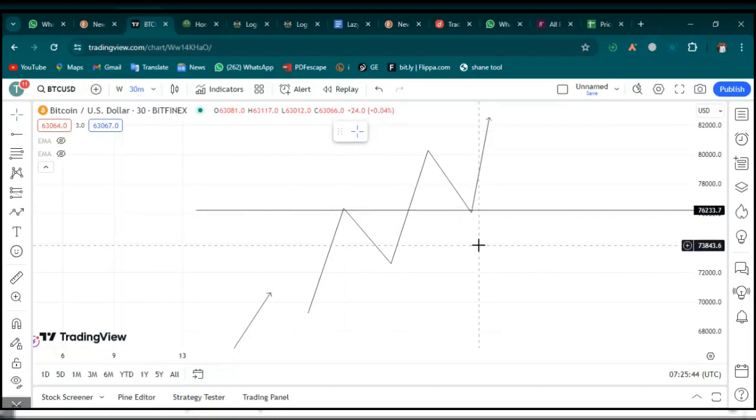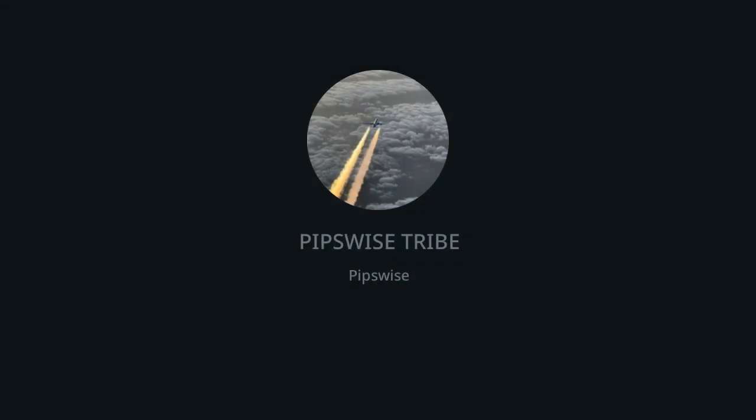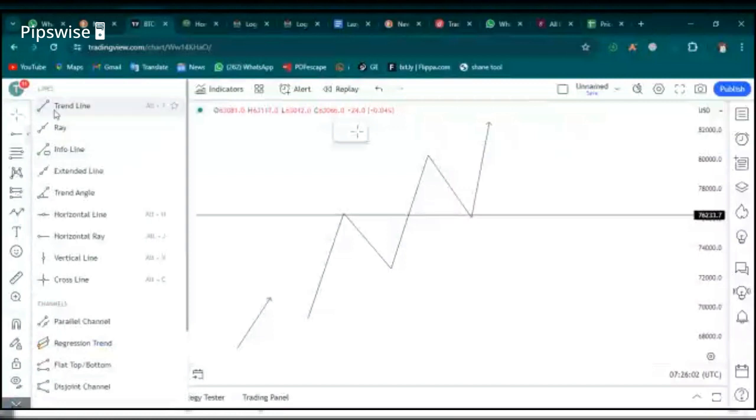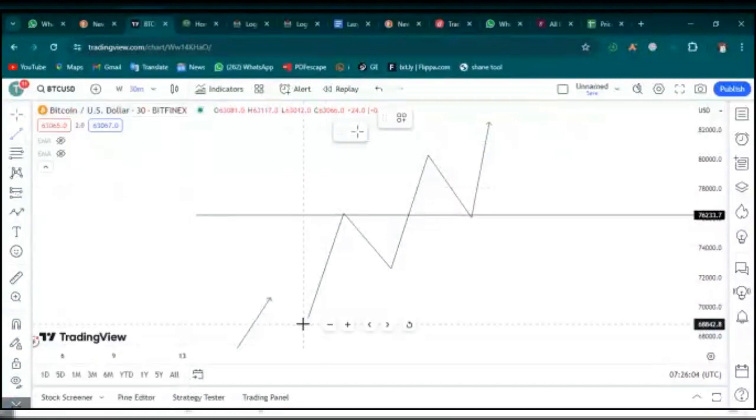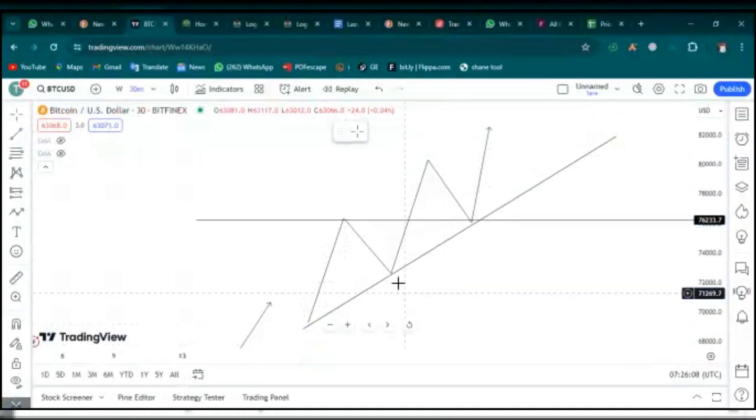So this is it right here. This is a horizontal one, but by the time you're talking about a diagonal one, it becomes a trend line. You see, it's actually showing how price reacts on each level.